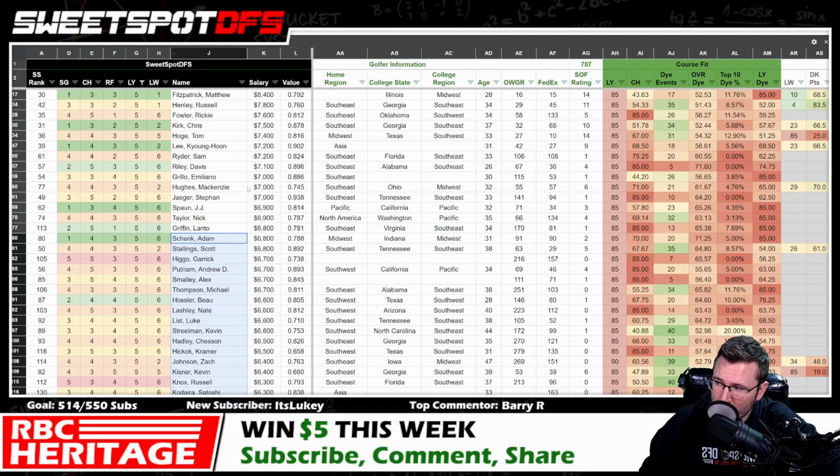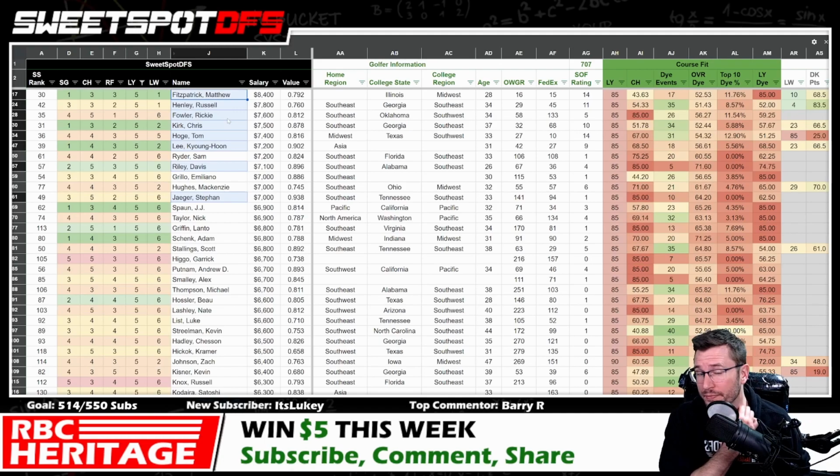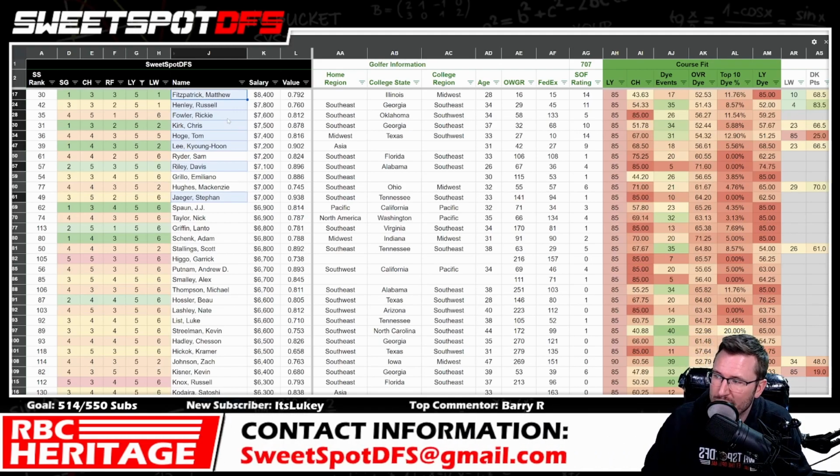A lot of really good names. Stephen Jaeger, Davis Riley, K.H. Lee, Tom Hoge, Chris Kirk, Rickie Fowler, Russell Henley, and Matt Fitzpatrick. Can there be mold breakers? Yes, there can. This bucket can fail. We can have more golfers from this bucket inside the top 10 than what I have projected, but I don't see a need to play any of these guys.